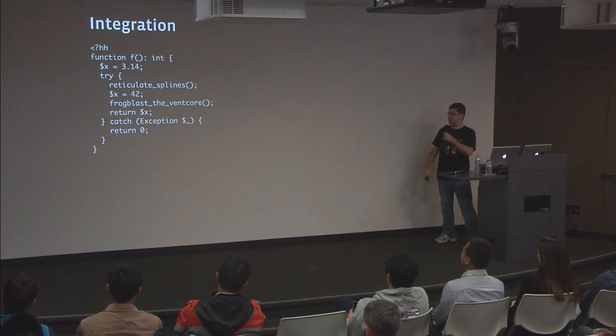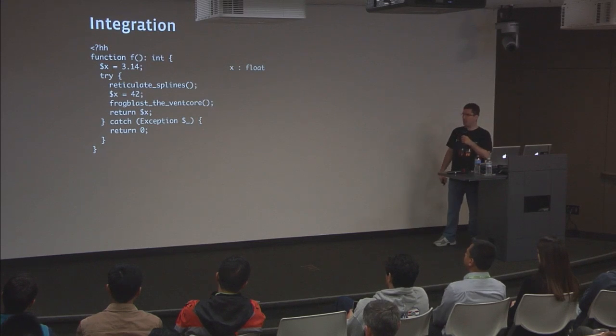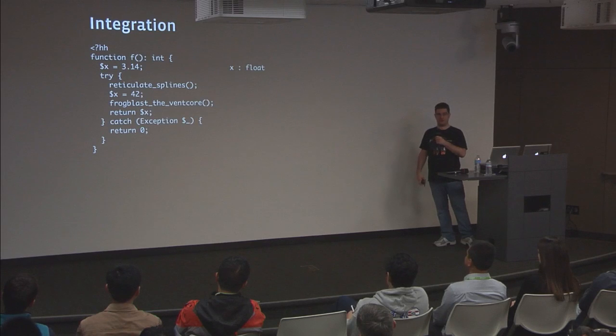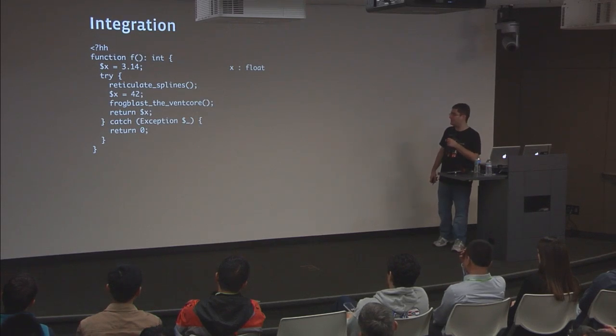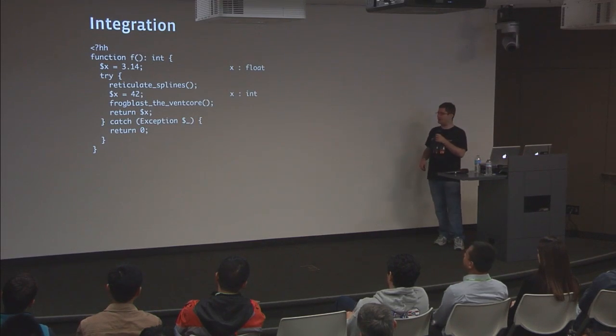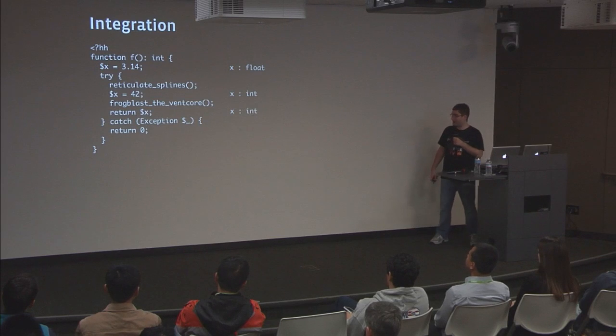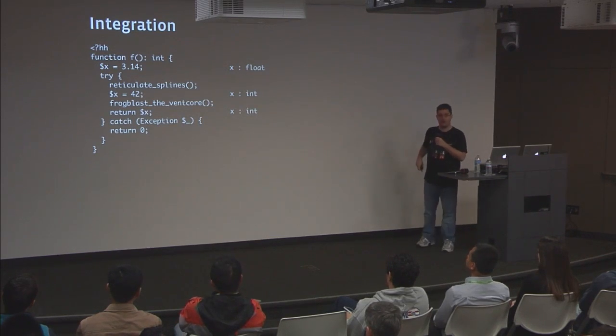I'm going to have a function. I'm going to initialize the variable x to 3.14. It's a float. Okay, now I'm going to go inside the try block. I'm going to reticulate splines. Then I'm going to write an integer into the variable x, and that's going to work. I'm going to go frog blast the event core. Then I am going to return x. X is still an int. That's compatible with my return type.